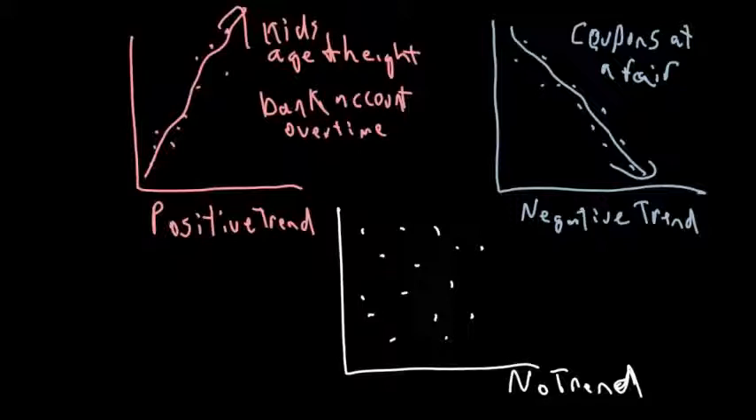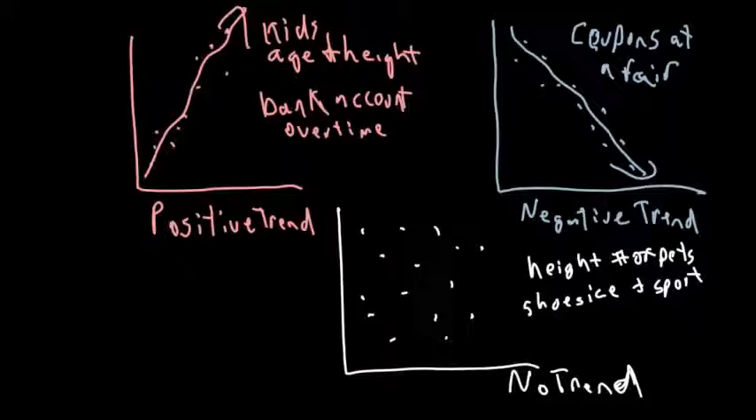And then no trend is just where we have no correlation between the two values. So this could be something like your height and the number of pets you have, or your shoe size and the sport you play. So just things where one thing doesn't have anything to do with the other. So those are some things that would be no trend.